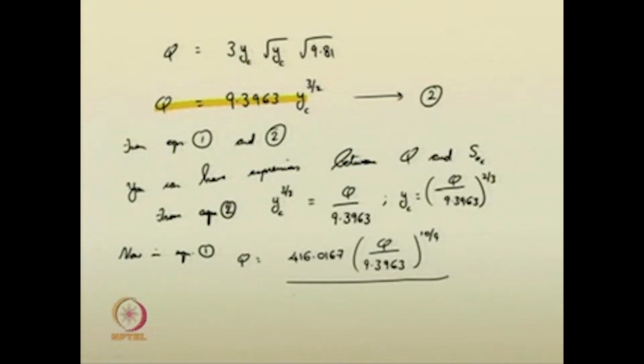divided by 3 plus 2 times Q by 9.3963 raised to 2 by 3, this whole quantity raised to 2 by 3, multiplied by S naught C to the power of half. Like this, you are now getting an implicit expression for Q and S naught C. You can just rearrange them.